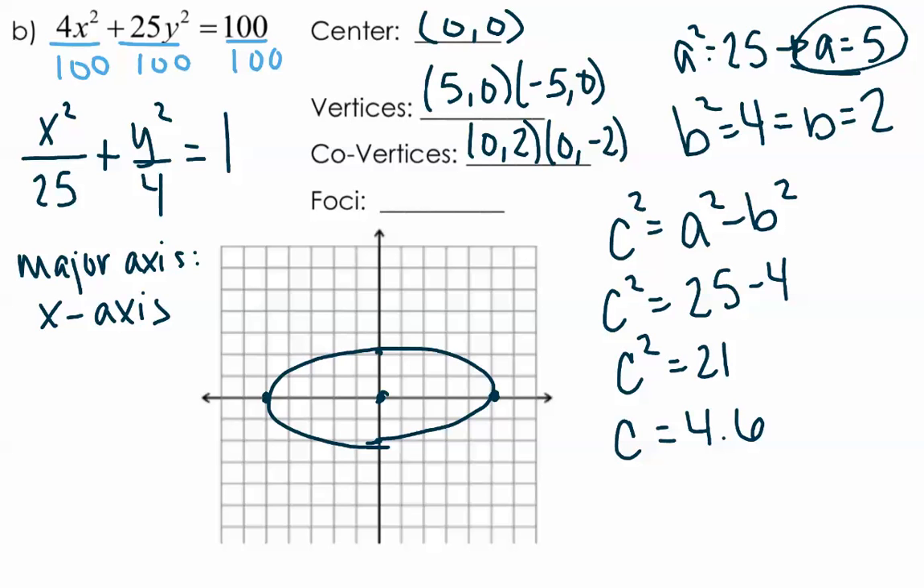Finish this up with finding the foci at 4.6. Your foci always lie on the same line as your major axis. So we're going to go 4.6 to the right, somewhere in there, and 4.6 to the left, somewhere in there, and write our ordered pairs. So we're looking at plus or minus 4.6, 0. So again, with the foci, it's matching with the vertices. Those y coordinates are all the same at 0, and the x coordinate is what is changing.